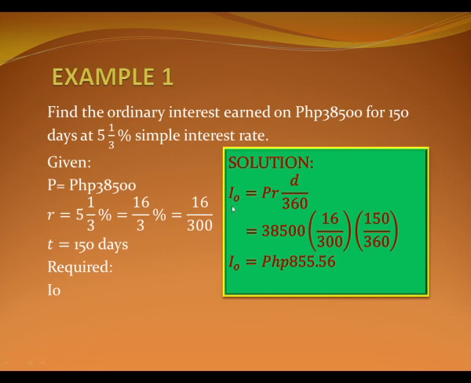For the ordinary interest, the divisor is based on the banker's rule, or there are 30 days every month. So substituting the given here, the principal P or present value is equal to 38,500, and the rate of interest is 16 over 300. For the number of days of transaction as 150, since we are looking for the ordinary interest, the divisor is 360. Then you will have here that the ordinary interest earned for 38,500 is 855.56.